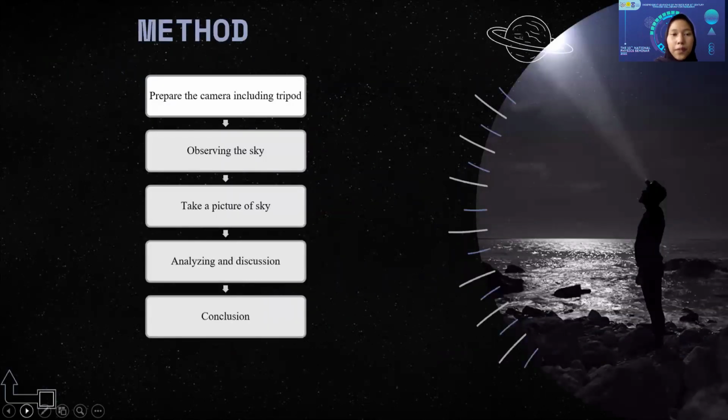Method. First step is preparing the camera and including the tripod. Second is observing the sky. Third is taking a picture of the sky. Fourth, analyzing and discussion. And fifth, conclusion.